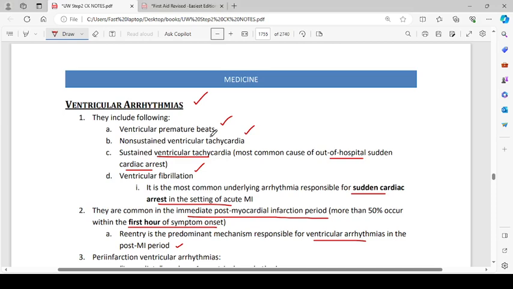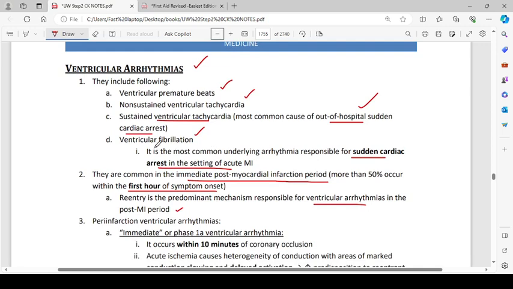So, they include ventricular premature beats, non-sustained ventricular tachycardia, sustained ventricular tachycardia, the most common cause of out of hospital sudden cardiac arrest. Ventricular fibrillation is the most common underlying arrhythmia responsible for sudden cardiac arrest in the setting of acute MI. They are common in the immediate post-myocardial infarction period. More than 50% occur within first hour of symptom onset. Re-entry is the predominant mechanism responsible for the ventricular arrhythmias in the post-MI period.